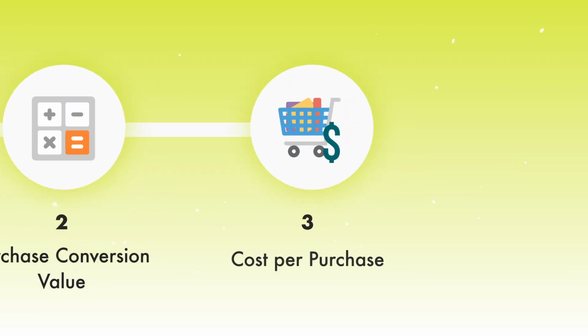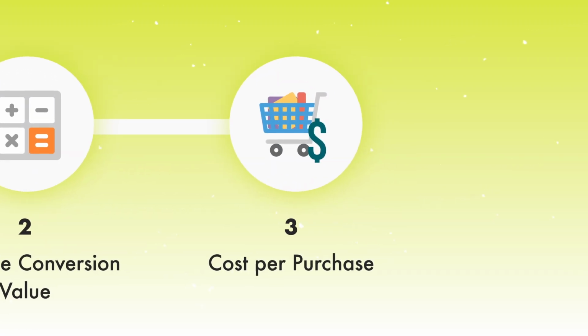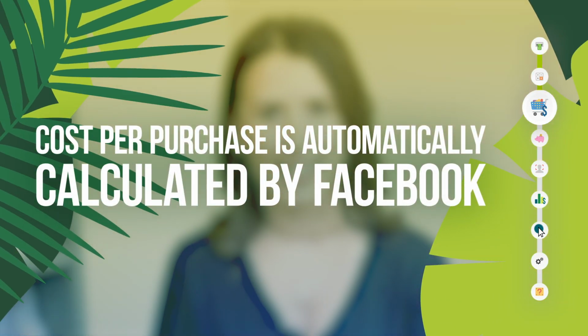To take the temperature of how profitable you are on a specific item, I love looking at metric number 3, which is all about the cost per purchase. Now, if you have that Facebook pixel installed, Facebook is going to automatically calculate this for us.